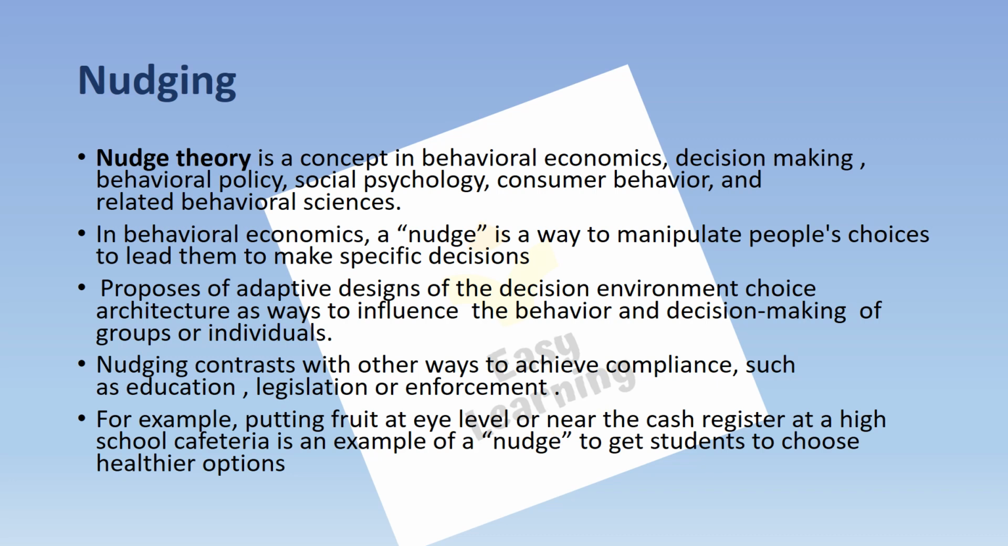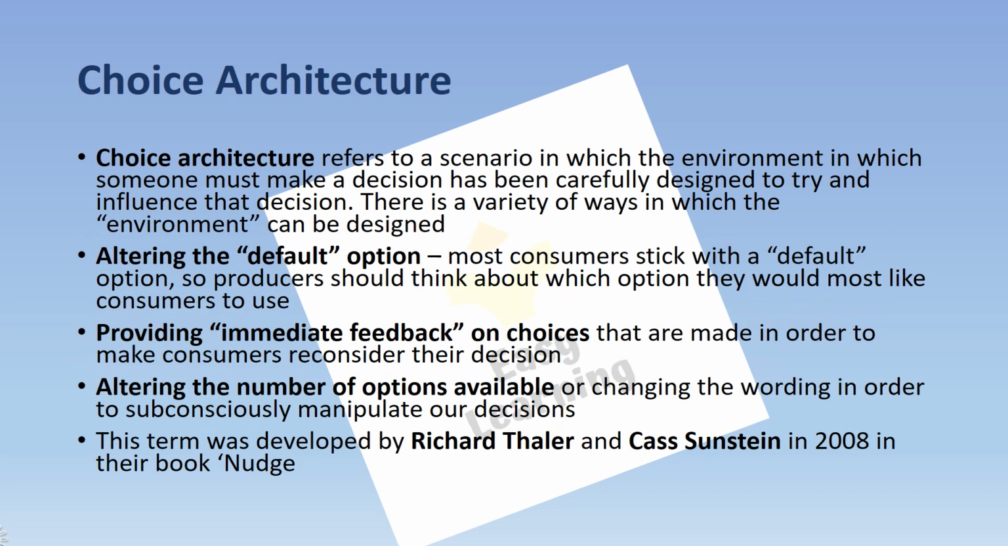For example, putting fruit at eye level or near the cash register at a high school cafeteria is an example of a nudge to get students to choose healthy options. Now, the choice architecture. Choice architecture refers to a scenario in which the environment in which someone must make a decision has been carefully designed to try and influence the decision. There are a variety of ways in which the environment can be designed.